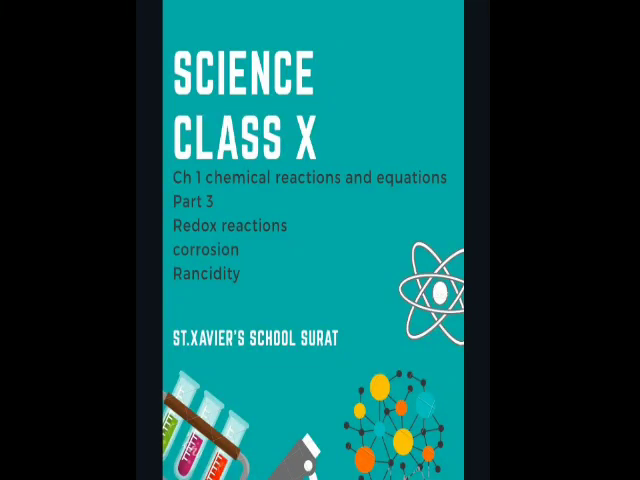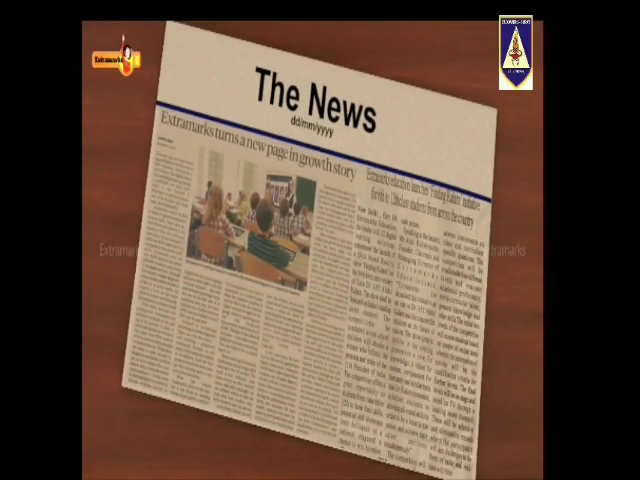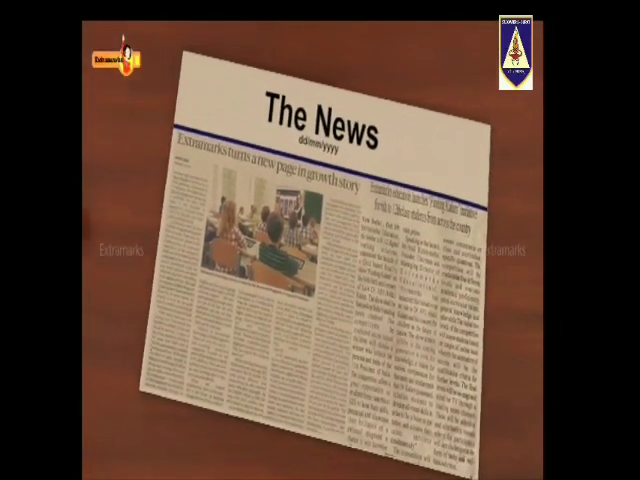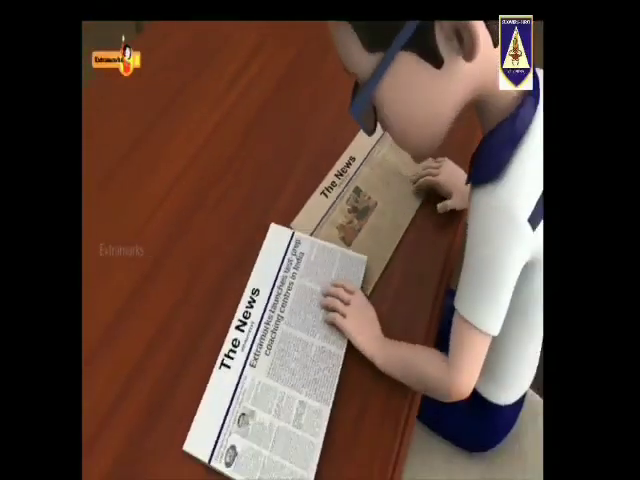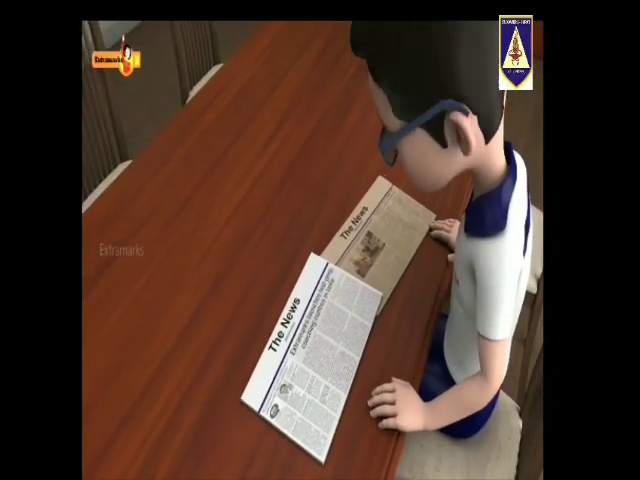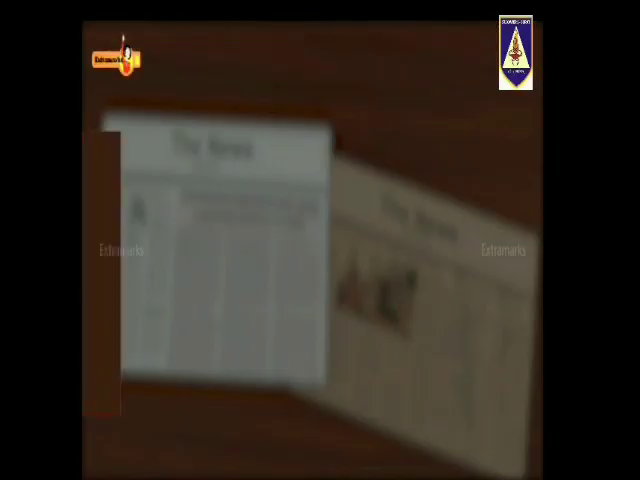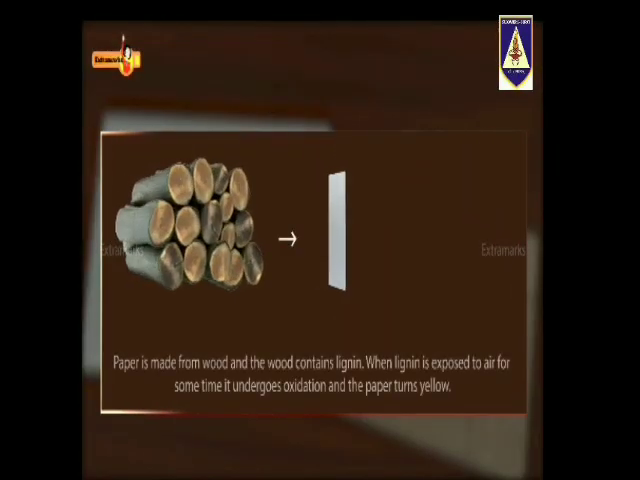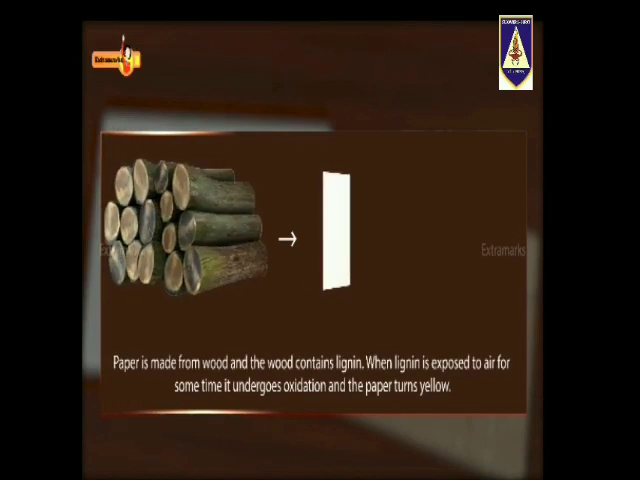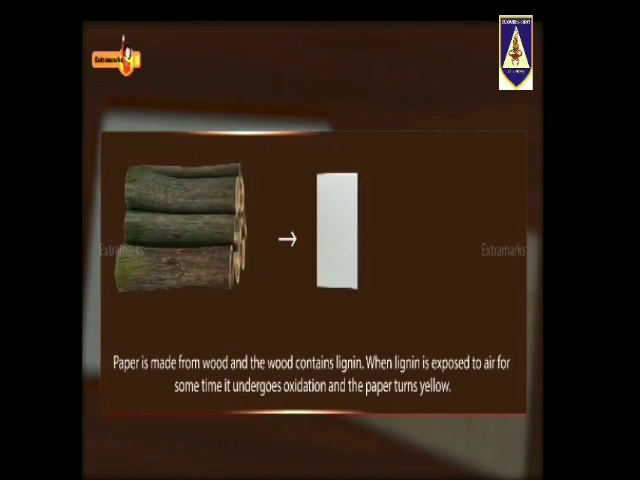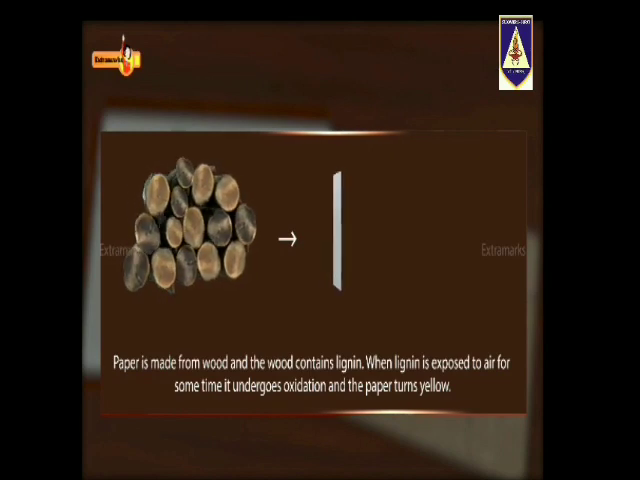Hello students. In this part, we will learn redox reaction. This is an old newspaper. It has become dull and looks different from today's newspaper. But how did the color of the newspaper change? Let's find out. Paper is made from wood which contains lignin. When lignin is exposed to air for some time, it undergoes oxidation and the paper turns yellow.